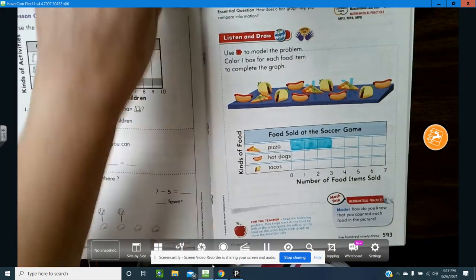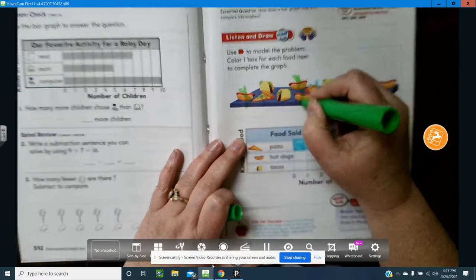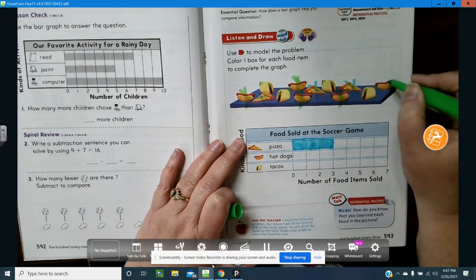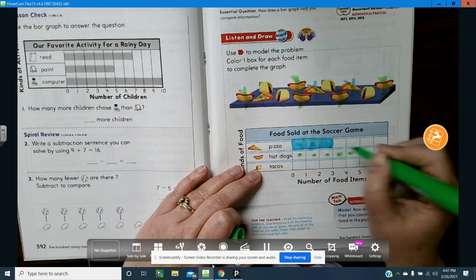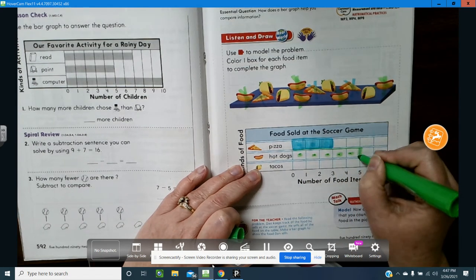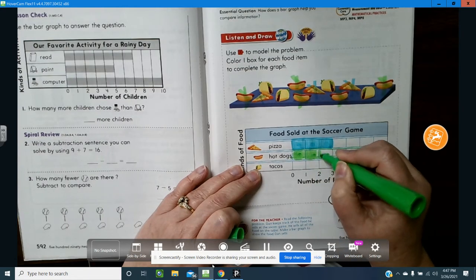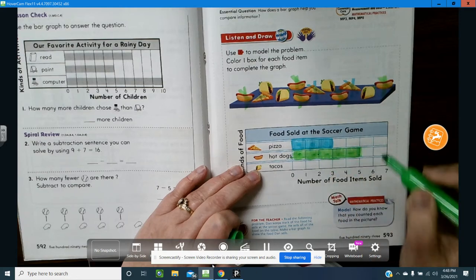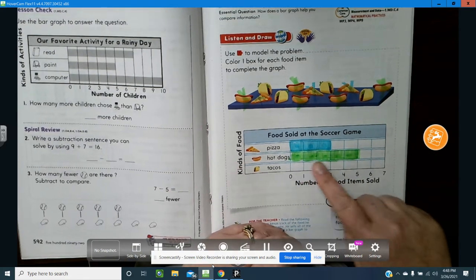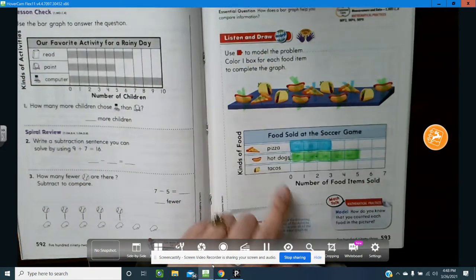Hot dogs. All right. I'm going to get a new color here. There's 1, 2, 3, 4, 5 hot dogs. I'm going to make my big bar and color it in. Notice I have to be careful. I don't want to go past my number. Here's 5 right here. And then it says tacos.